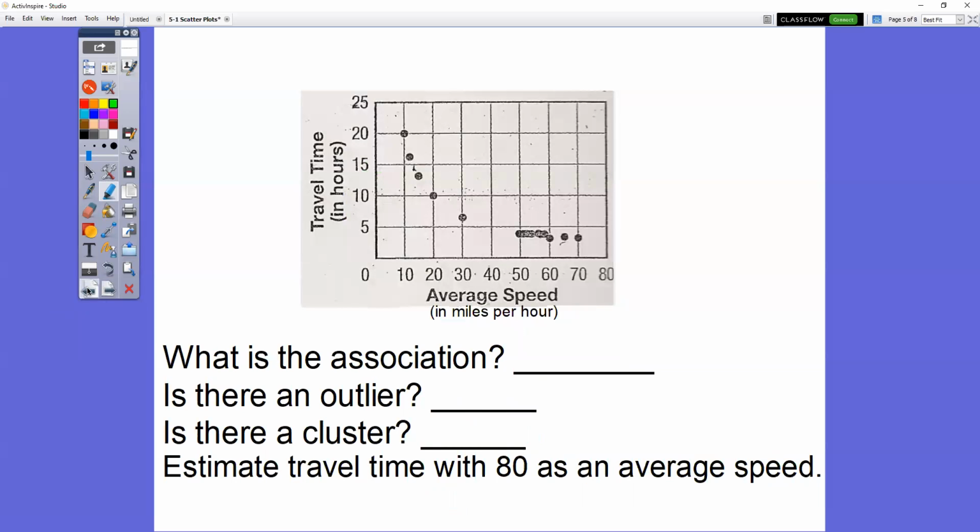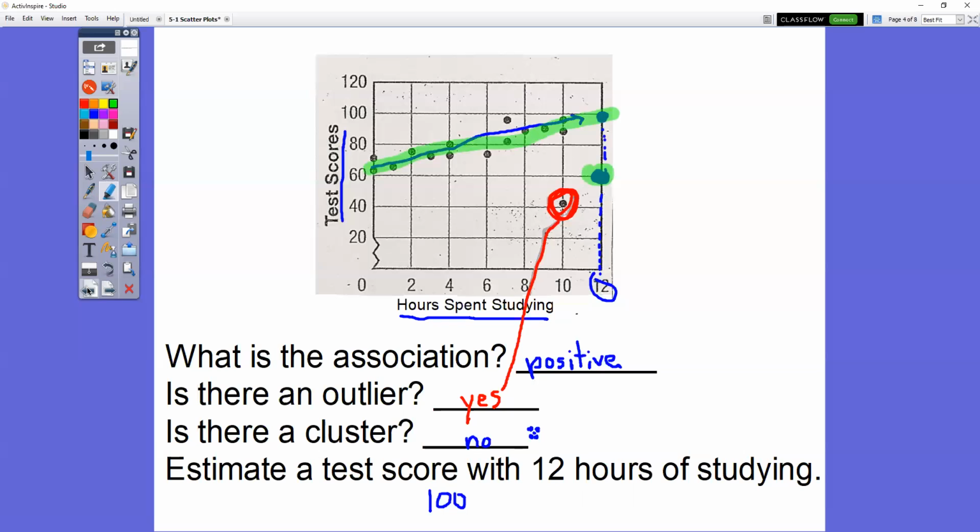Oh, by the way, if you're ever asked for an estimate, don't put down weird answers. Don't put down something like 99.125. Don't put weird answers. All right, just normal answers.